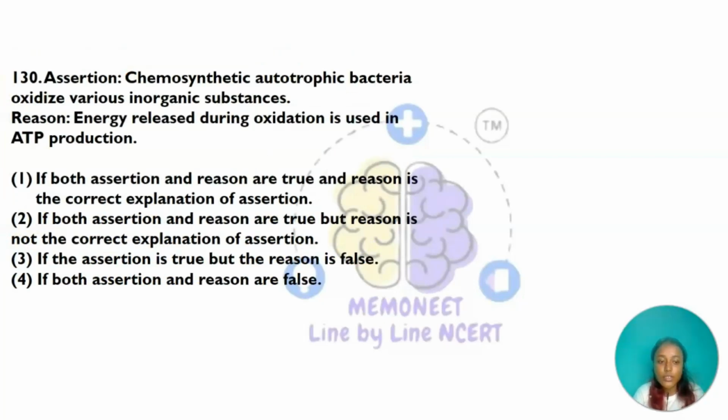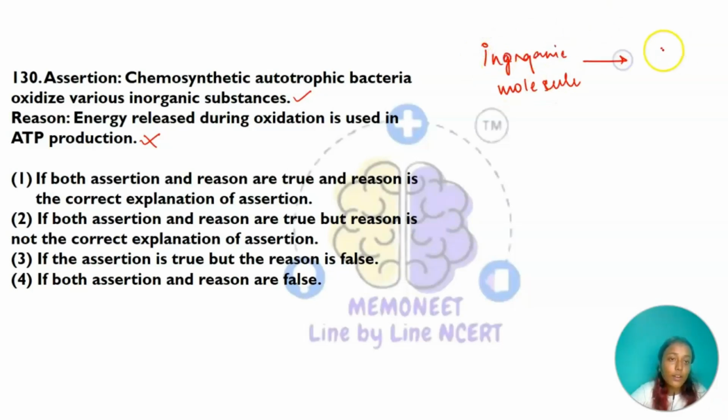This is also an assertion-reason type question, where chemosynthetic autotrophic bacteria oxidize various inorganic substances, and the reason given is that energy released during the oxidation is used in ATP production, which is not true. So the given assertion is true, however the reason is not true. Why is it so? Chemosynthetic autotrophic bacteria use inorganic molecules as a source of energy and convert them into organic substances by oxidation. So there will be inorganic substances and they will be converted into organic.